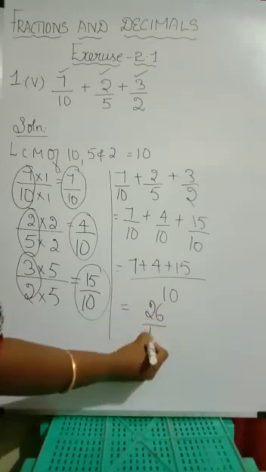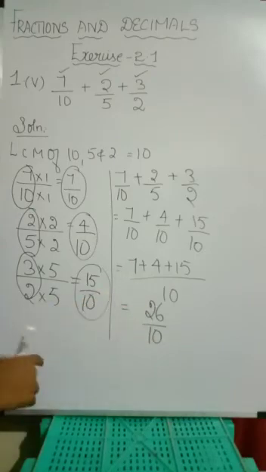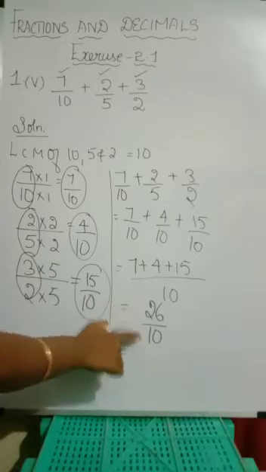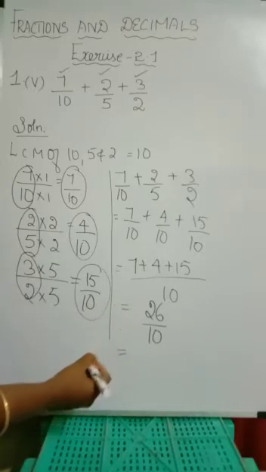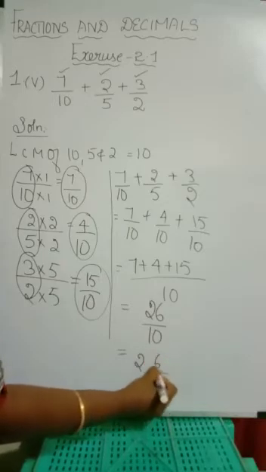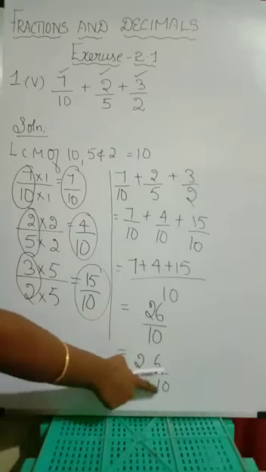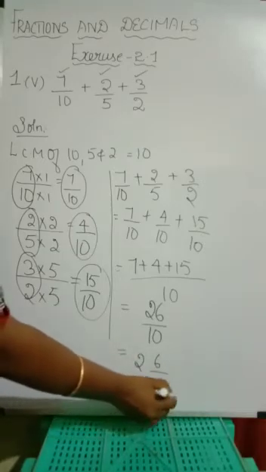26 divided by 10. It is an improper fraction. Convert it into a mixed fraction. Divide 26 by 10. The mixed fraction is 2, 6 by 10. Correct? The mixed fraction is 2, 6 by 10. Clear?